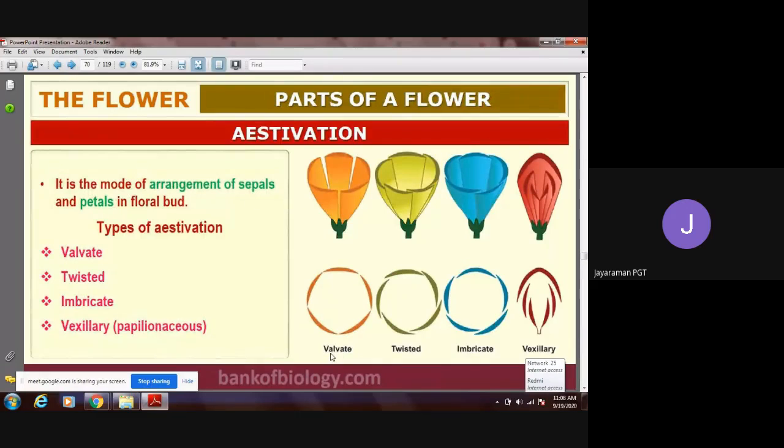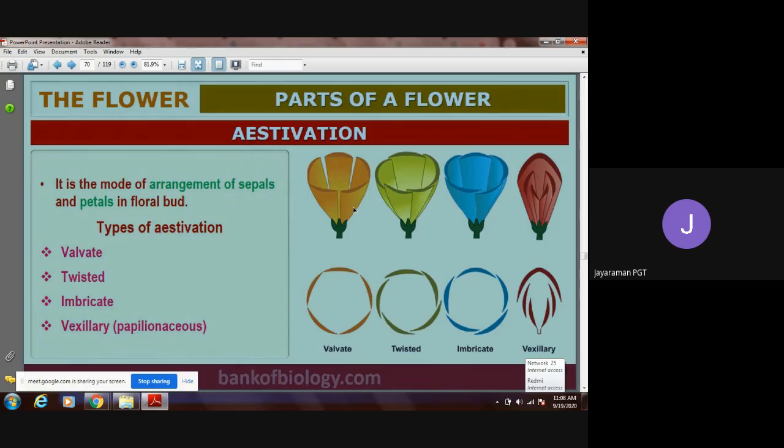Coming to the next type, arrangement of sepals and petals. Coming to arrangement, estivation. So estivation or arrangement: valvate, twisted, imbricate, vexillary. If you look at this picture, valvate just touch each other. The valvate flower, these are touching each other.